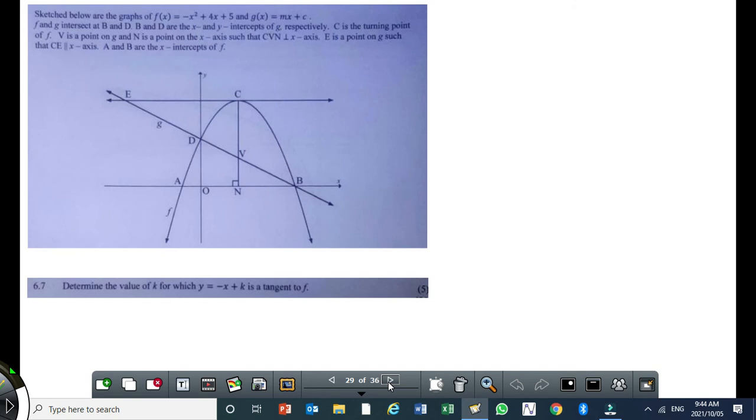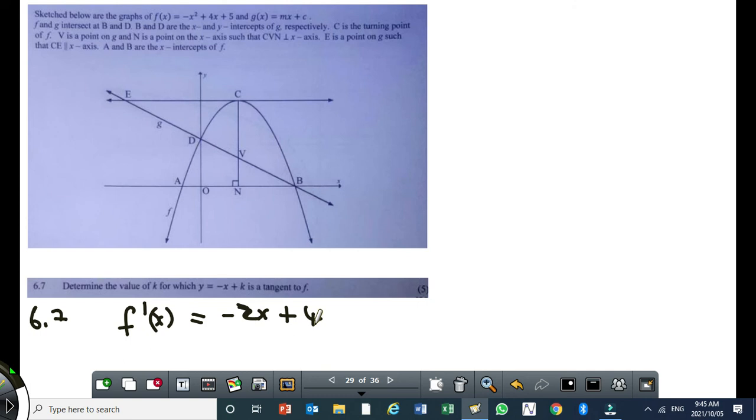So the gradient of this tangent is minus 1. The question will be, what is the value of x at that point of contact? What is the value of y at the point of contact? For 6.7, the first thing that we have to do is find f prime of x. F prime of x will be equal to minus 2x plus 4. Find the gradient or the derivative.